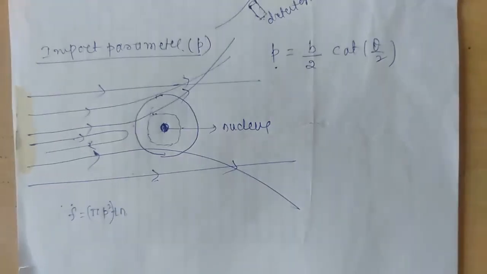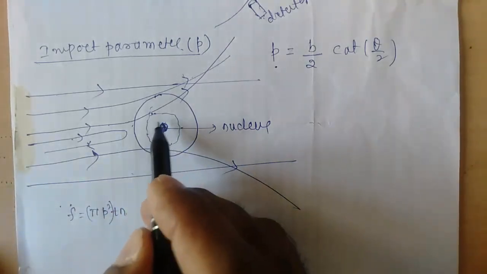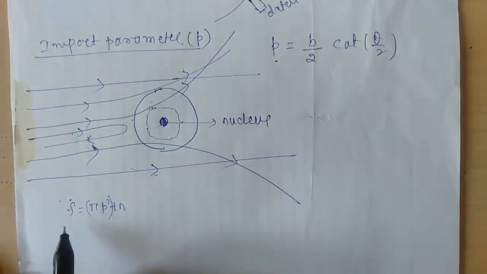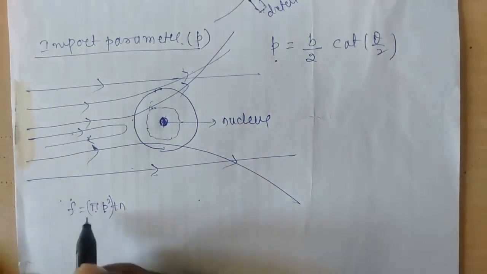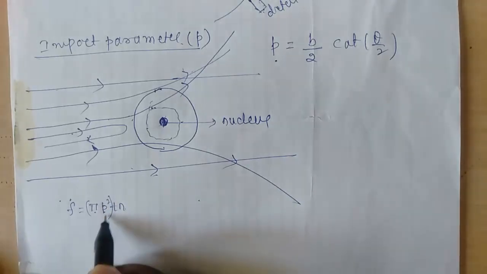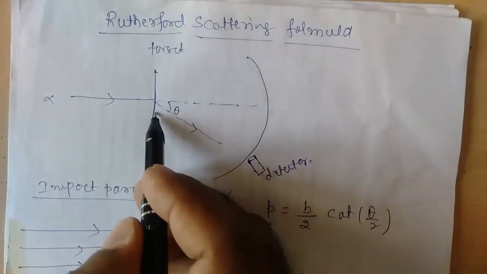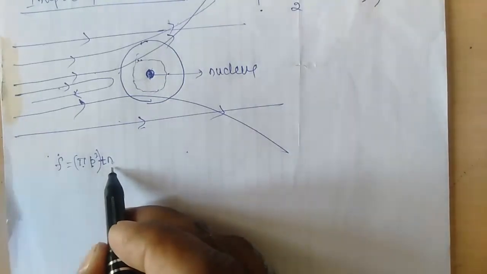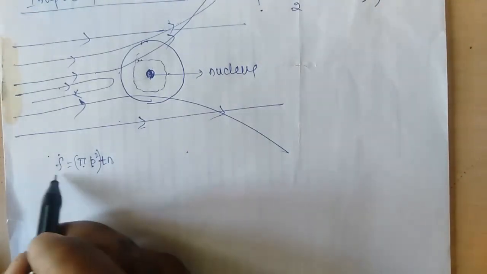What do we mean by pi p square t n? We are speaking about the fraction of alpha particles which are getting deflected in the presence of this positively charged nucleus, right? Now what is pi p square? p is the impact parameter, so pi p square gives the area, right? What is t? t is the thickness of this target on which you are making the alpha particles incident. t is your thickness, and n is the number of atoms present in a unit volume.